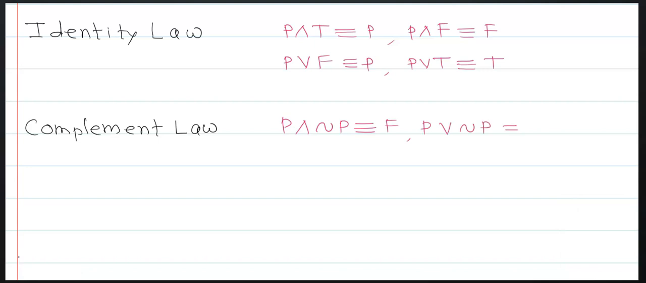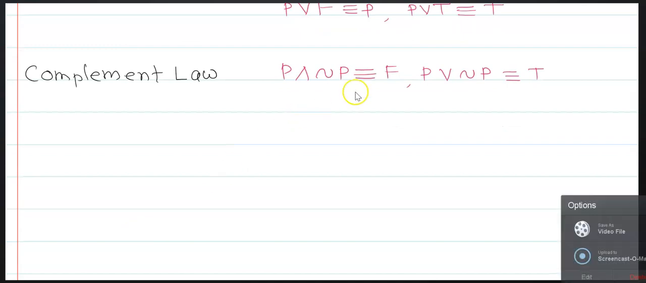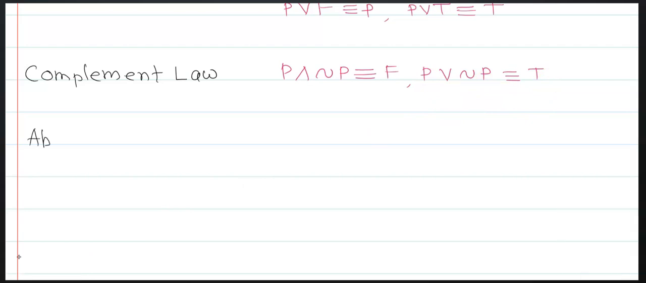P or negation of P equals T. This is also very important. If we take the truth value of P as T, then its negation is F. But T or F is T. Next is, this is the complement law.